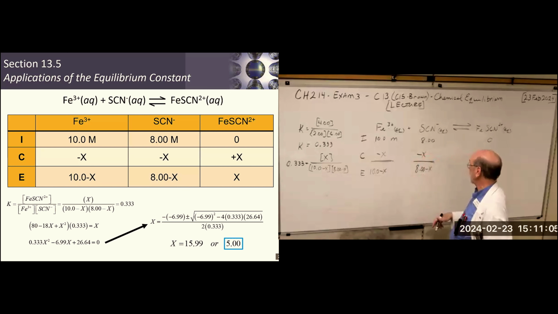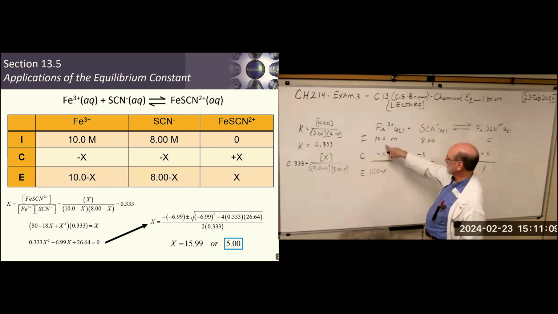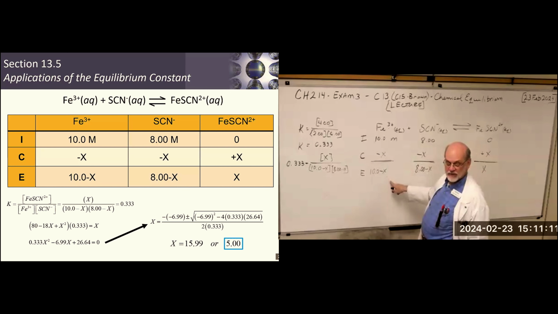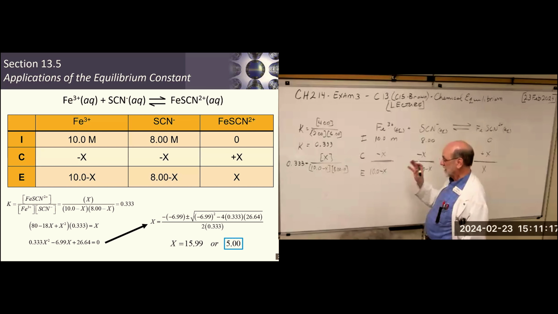Well, if x is 15.99, subtracting 15.99 from these is going to give me a negative number, so that can't be it. 5 is the only possibility. If you subtract 5 from each one of these, then that'll work.